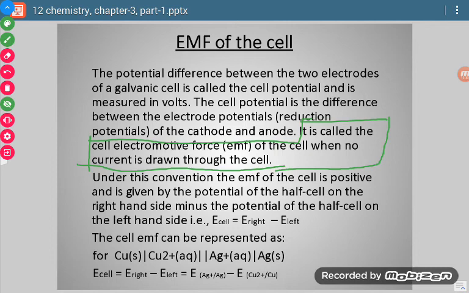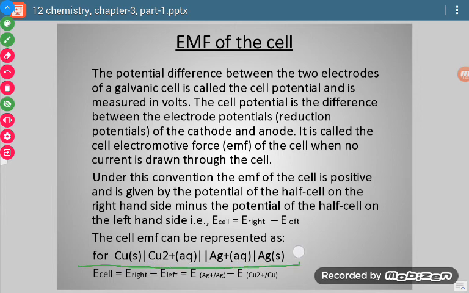Now, if we talk mathematically, then cell potential E cell stands for the EMF of the complete electrochemical cell. It will be given by E right minus E left. E right means the electrode potential of the right half cell, and E left means the electrode potential of the left half cell. Now look at this. If this is the cell, then this is the left cell and this is the right cell. E cell for this cell will be equal to E right minus E left.